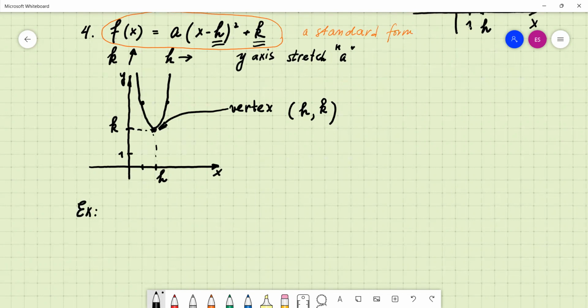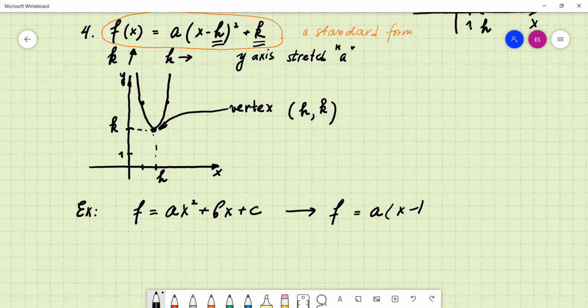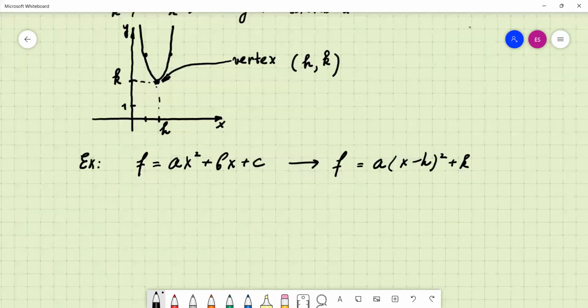Example. I'm going to bring a parabola ax squared plus bx plus c into a standard form a(x minus h) squared plus k. I'm going to consider a particular parabola. So my f of x in this case is going to be 2x squared plus 4x plus 8. So my a is 2, my b is 4, and my c is 8. I'm going to show you the steps of how we modify this parabola to bring it to a standard form. I'm going to do every next step below the previous one.